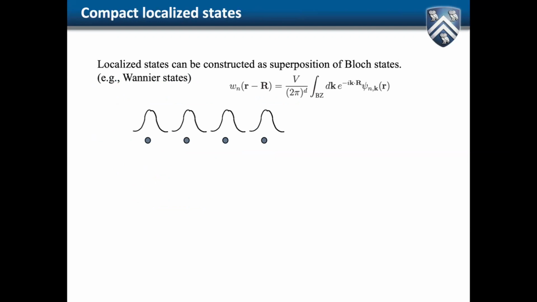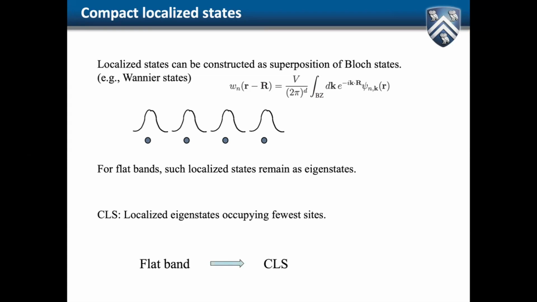If we have Bloch states, we can make superpositions of Bloch states to form localized wave-packet states, such as the Wannier states. But in a conventional lattice model, Wannier states are superpositions of Bloch states, so they are not eigenstates of the Hamiltonian. But for flatbands, these localized states will be eigenstates because all the Bloch states from the flatband have the same energy. And we can build the so-called compact localized states. These are the states that are most compact.